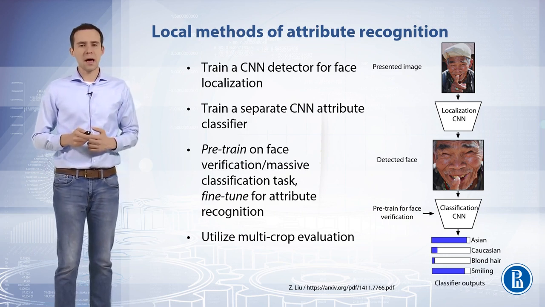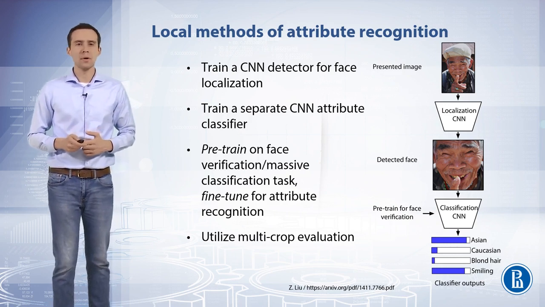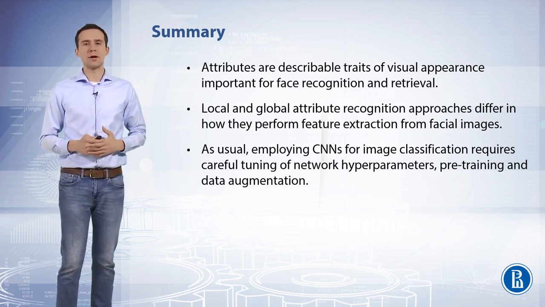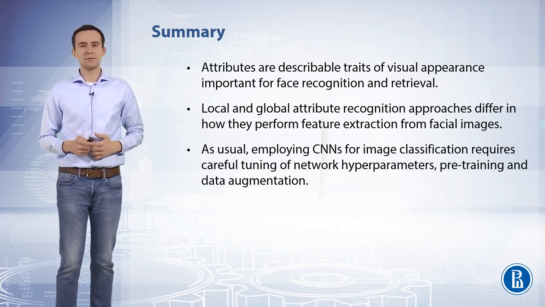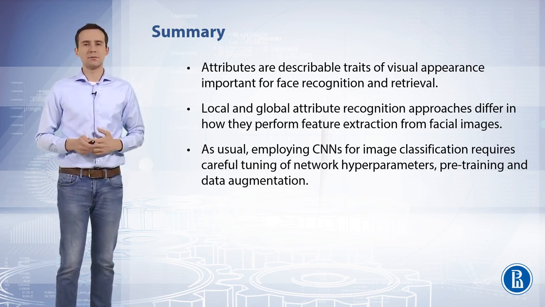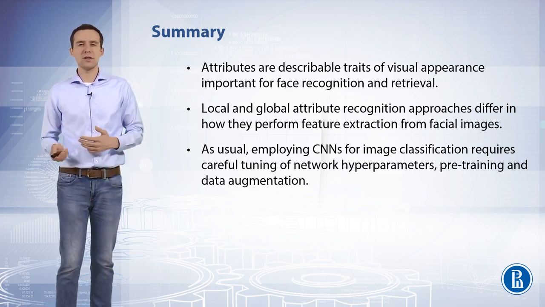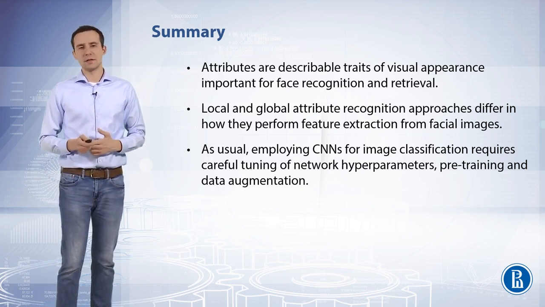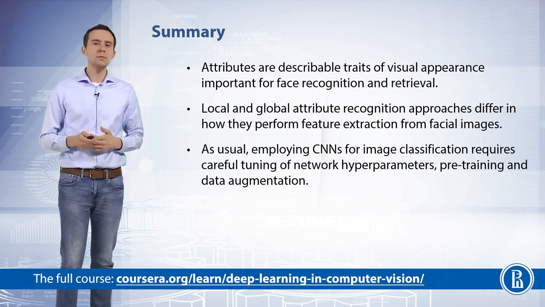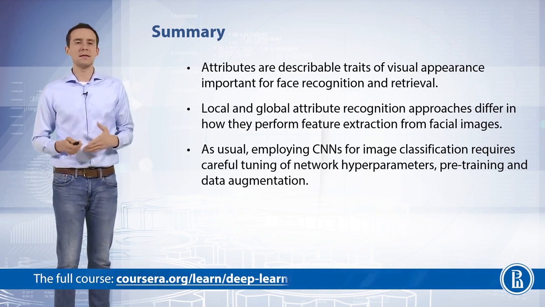During inference, accuracy is further improved by computing on multiple crops. To summarize, attributes serve as describable traits of visual appearance, and they are important for face recognition and face retrieval. There are local and global attribute recognition approaches, and they differ in how they perform feature extraction from facial images and interpret these results. As usual, employing a convolutional neural network for facial image classification requires careful tuning of network hyperparameters, pre-training, and data augmentation.